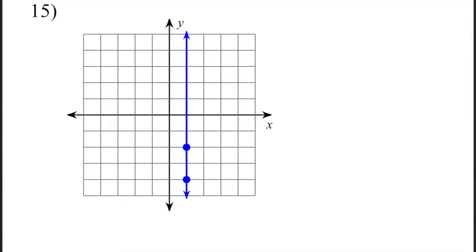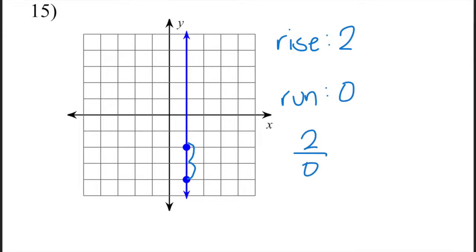Going to number 15. Here's a vertical line, but I never can remember if the vertical line is 0 or undefined. Well, let's just figure it out. So if I start at the bottom line, I'm going to go up 2, but over 0. 2 divided by 0, not possible. You can either remember that, or if you're not sure, put it in Desmos. Let Desmos tell you.